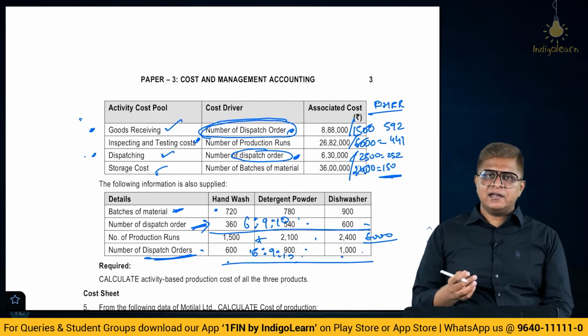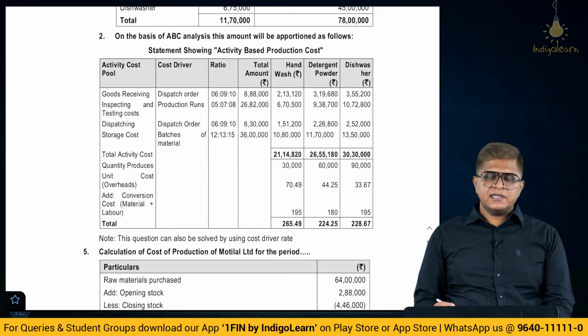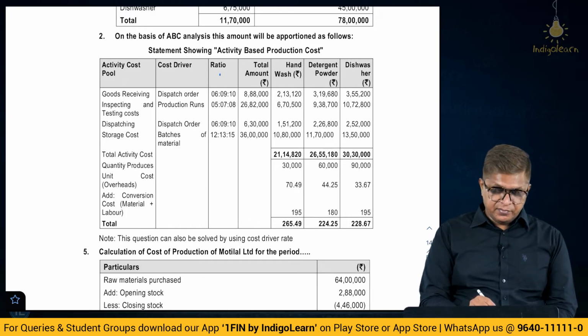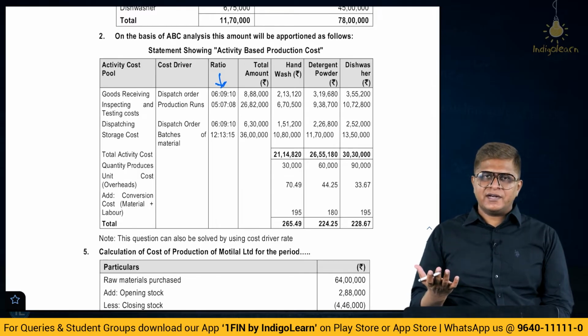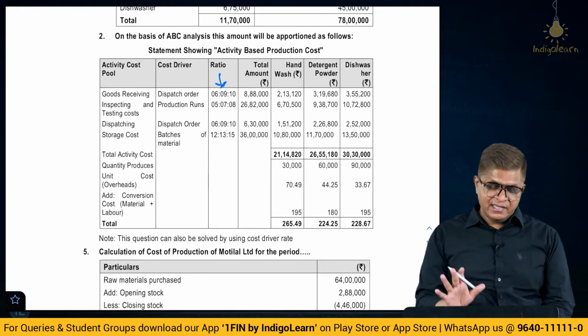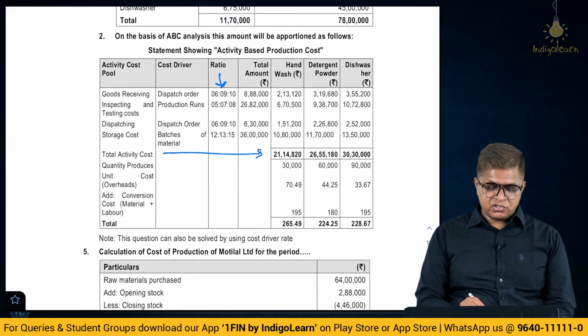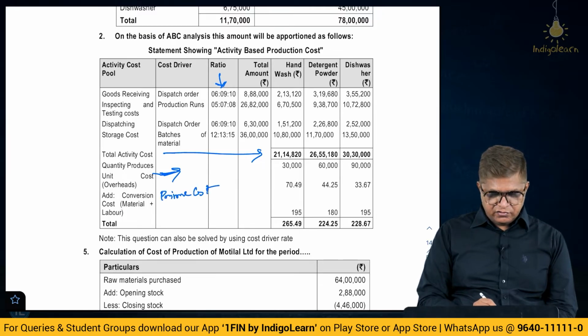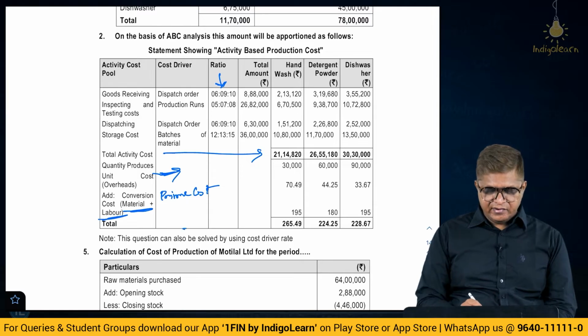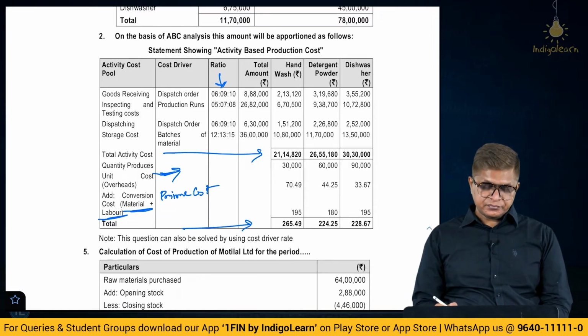Now let us quickly run through the solution. So here in the solution given in the RTP, they have used the proportions, the ratios, in order to distribute that. You may use the rates that we have given. You are going to get exactly the same answers. Don't worry about that. So they have arrived at the total activity cost based on the activity distribution divided by the number of units produced, added the prime cost, that is the cost of material and cost of labor, arrived at the total cost per unit.